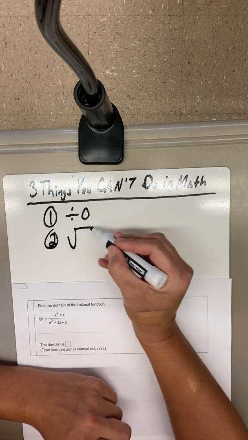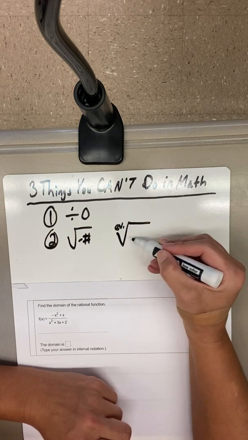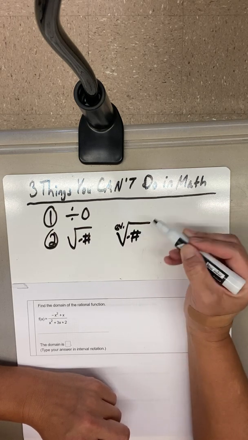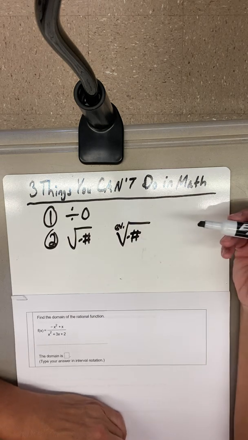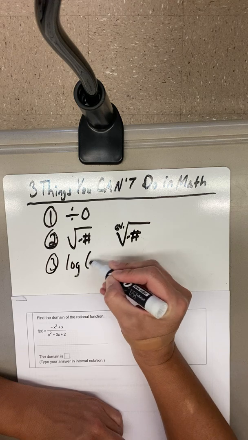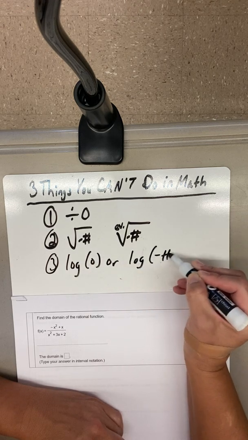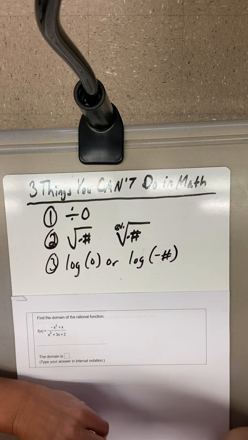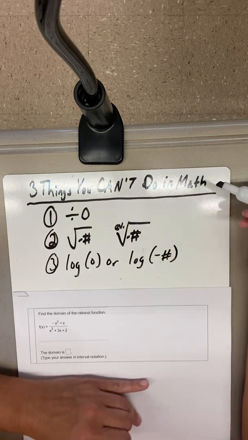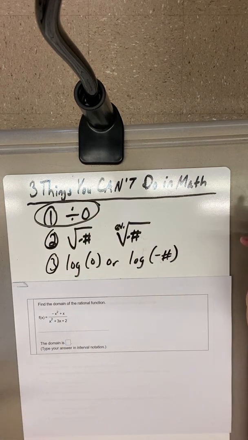You cannot take the square root of a negative number, or an even root of a negative number. They do become imaginary, but you can't do it and get a real answer. And then 3, you can't take the log of 0 or the log of a negative number. So when you're looking for domain restrictions, you're looking for one of these 3 things. On your test, it's just going to be divide by 0. So that's what I'm going to focus on today.